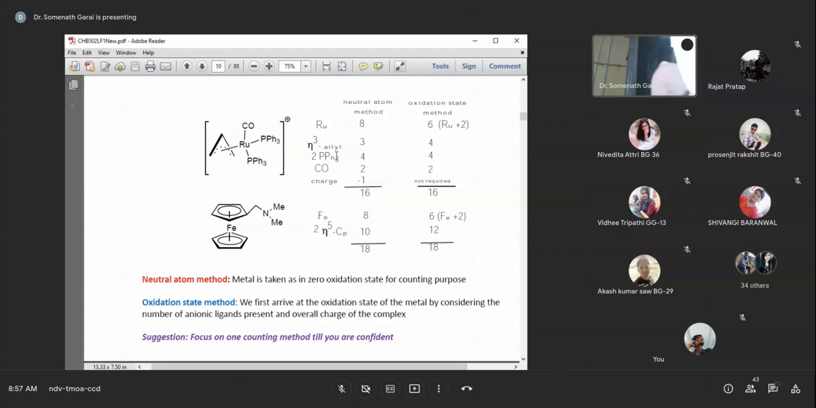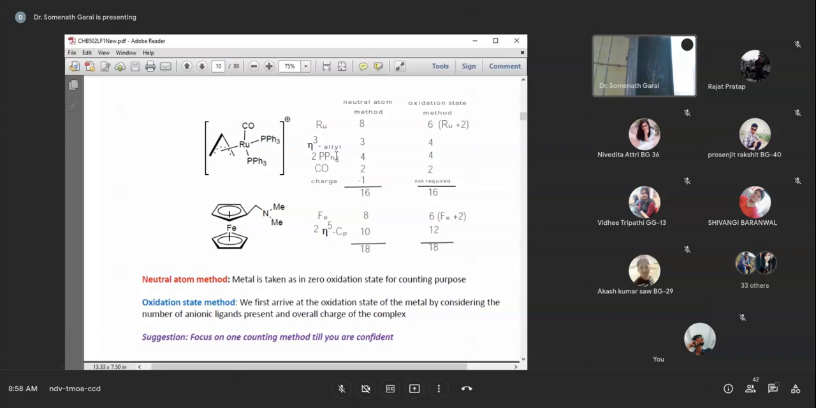Understandable? Now, the next one. Iron means without thinking 8. Now, eta5, again I don't think. 5 is the electron number, into 2. So altogether it is 10 plus 8, 18. Without any fallacy, it is coming.